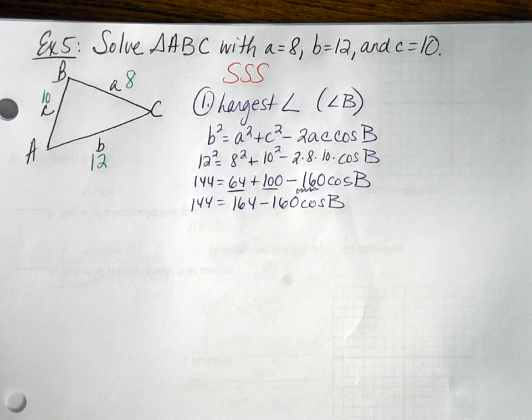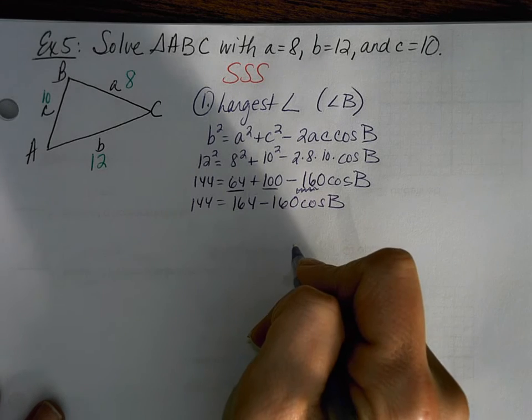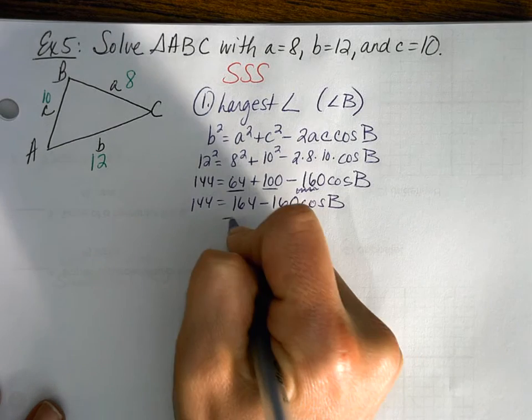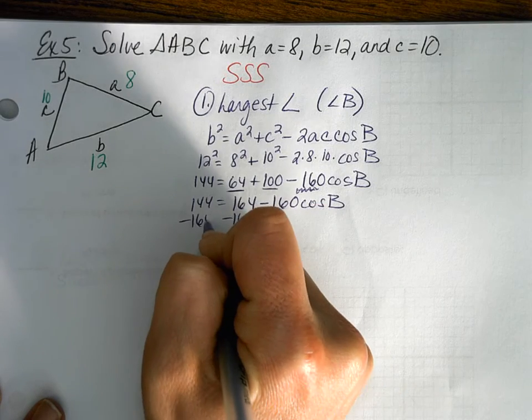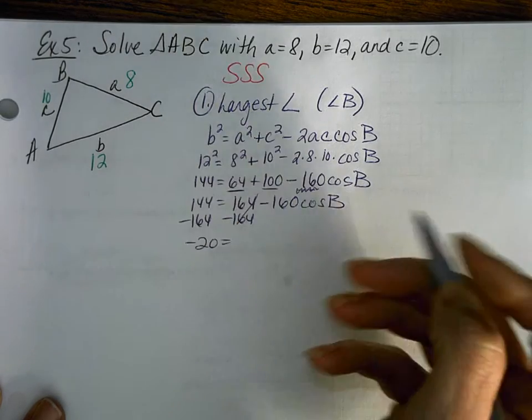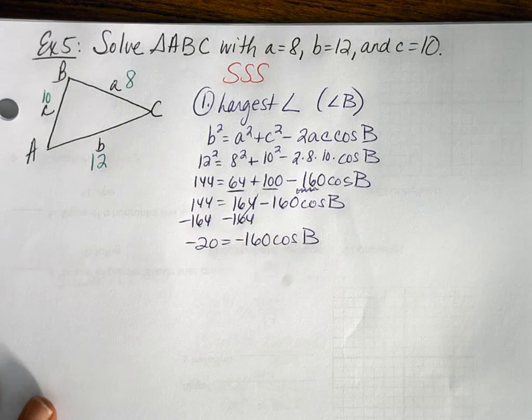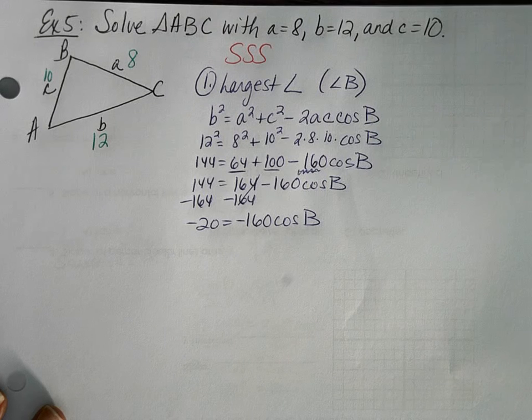All right, now what? Subtract 164 from both sides. Beautiful. 144 take away 164 is negative 20, which is equal to, those cancel, negative 160 cosine of B. Things are looking fantastic. Tyler, can you take it from there?